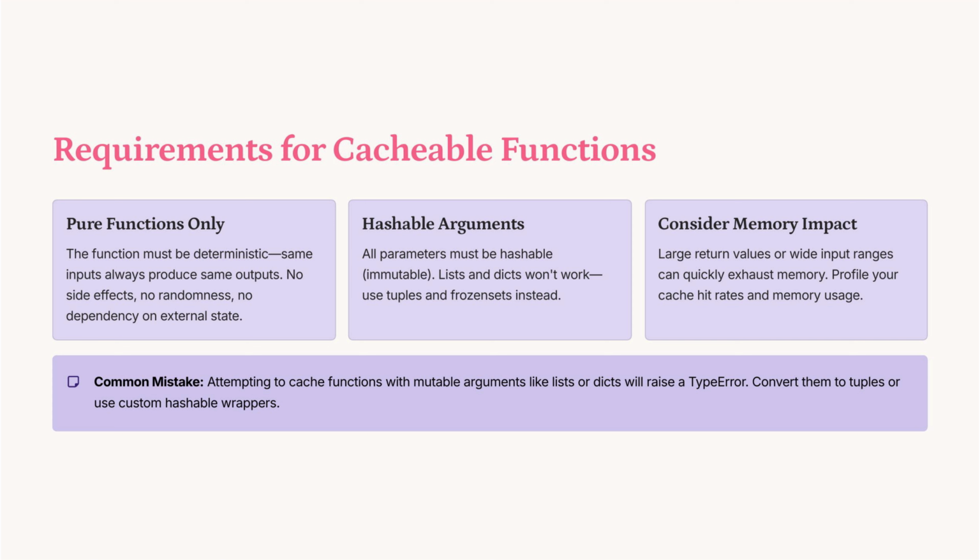For effective caching, ensure functions are pure and deterministic, producing consistent outputs for identical inputs. Arguments must be hashable. Use tuples or frozen sets instead of lists or dicts to avoid type errors. Be mindful of memory usage, as large return values or extensive input ranges can deplete resources quickly. Profile cache hit rates to optimize performance.